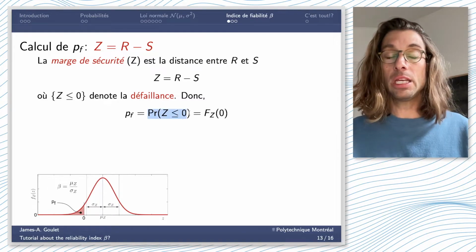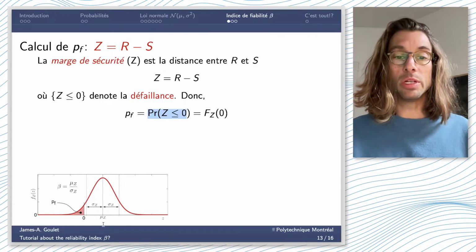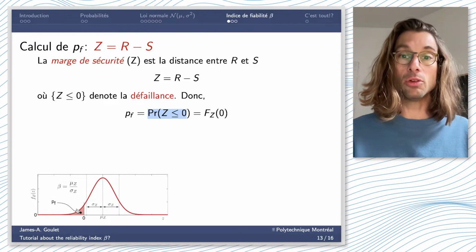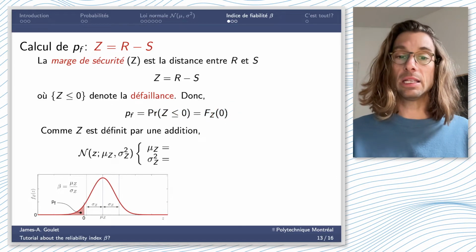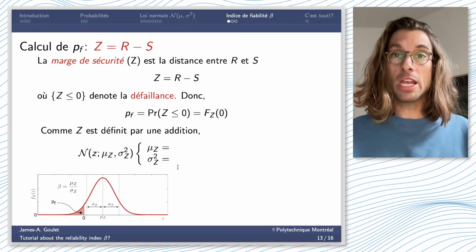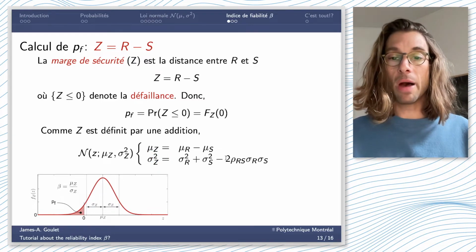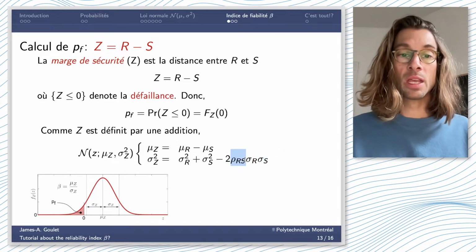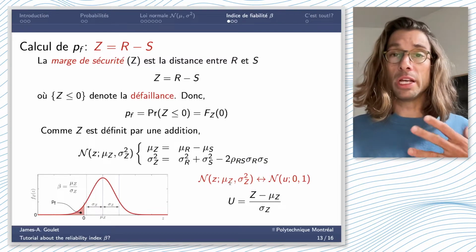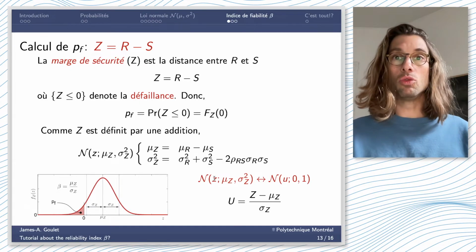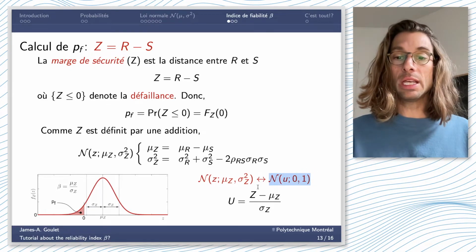I can evaluate this probability through the CDF, as we saw before, the cumulative distribution function of Z evaluated at 0. If we want to evaluate that CDF, we first need to define its PDF according to its mean, mu Z, and standard deviation, sigma Z. Then we want to calculate the area underneath the curve that corresponds to the CDF evaluated at 0. From the law of summation of random variables, we can compute mu Z as the difference between mu R and mu S. We can compute the variance of Z in the general case as the summation of the respective variances minus the term to account for the possible dependency between R and S. In that case, we saw earlier that we can go from that generic normal random variable to the standard normal one using that relationship.